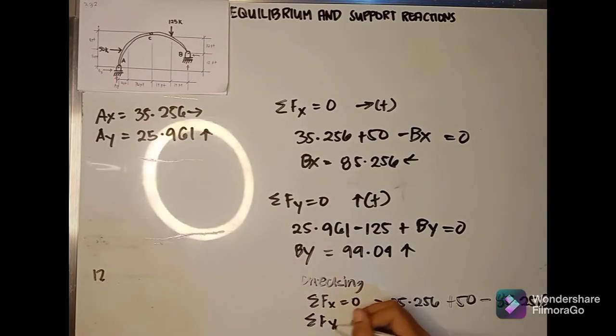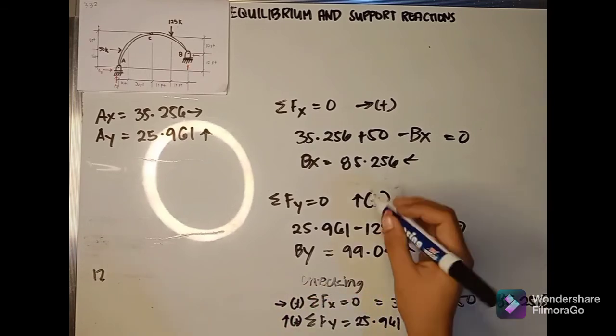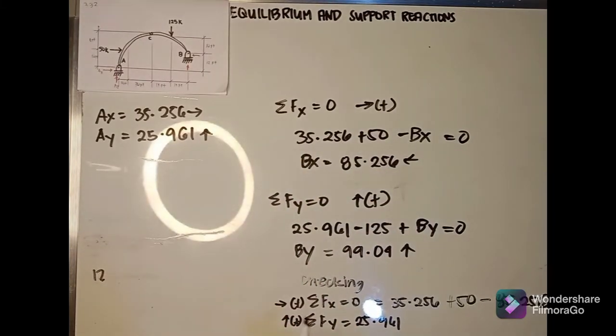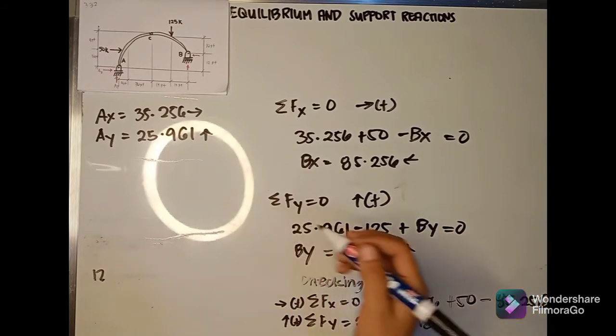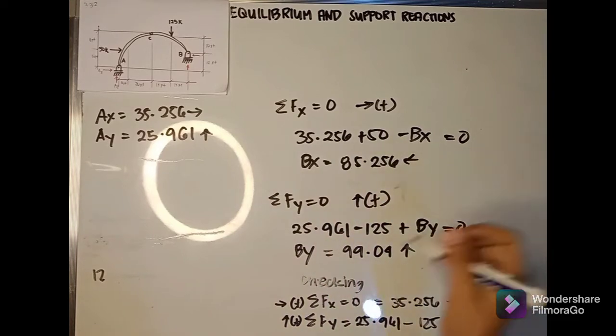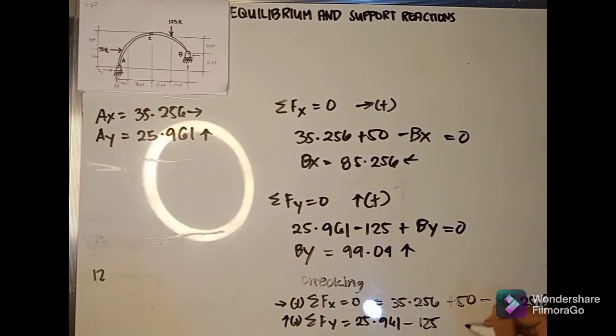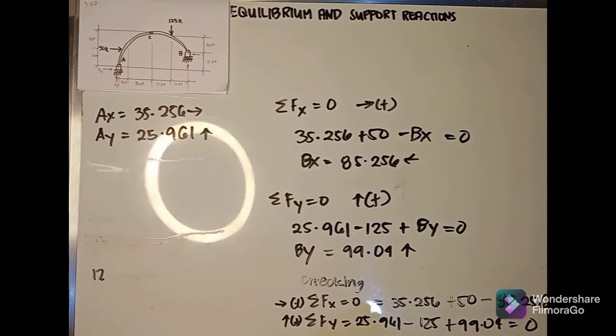For summation of vertical forces, upwards is positive and to the right is positive. 25.961, AY, minus 125 and BY, plus 99.04 is equals 0. So that's for our problem 3.32.